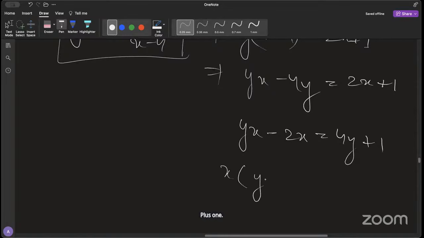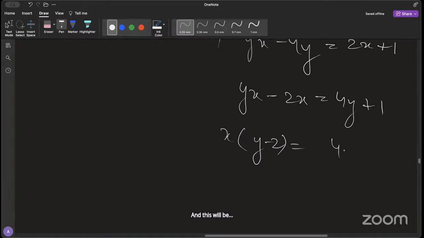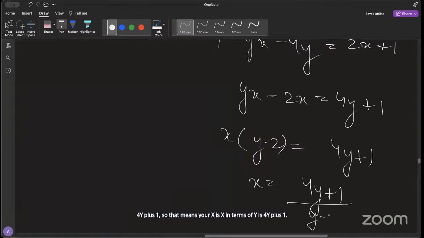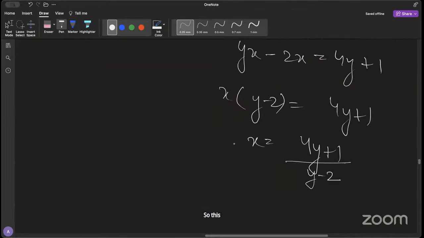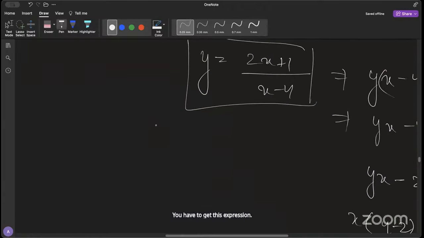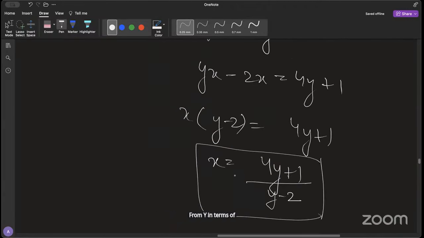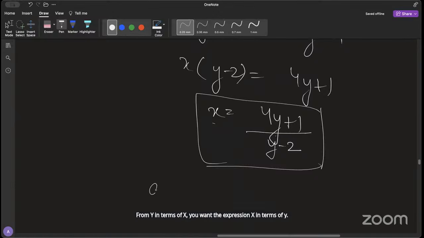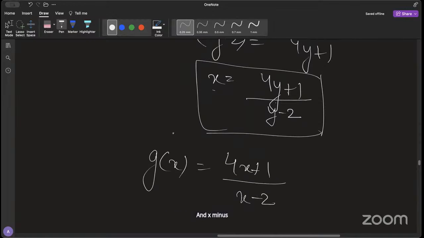Take x common from here. You will have y minus 2, and this will be 4y plus 1. So that means your x in terms of y is 4y plus 1 over y minus 2. So this is x in terms of y. You have to get this expression from y in terms of x, you want the expression x in terms of y. And then your g(x) is simply replace y with an x. So you will get 4x plus 1 over x minus 2. This is the inverse function.